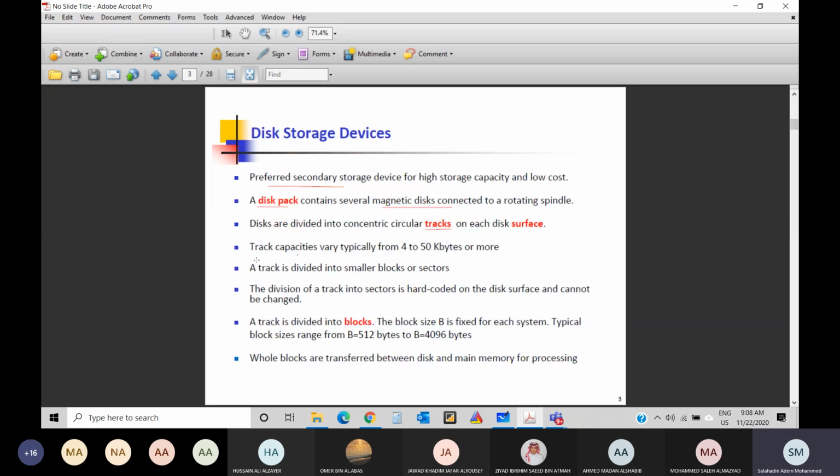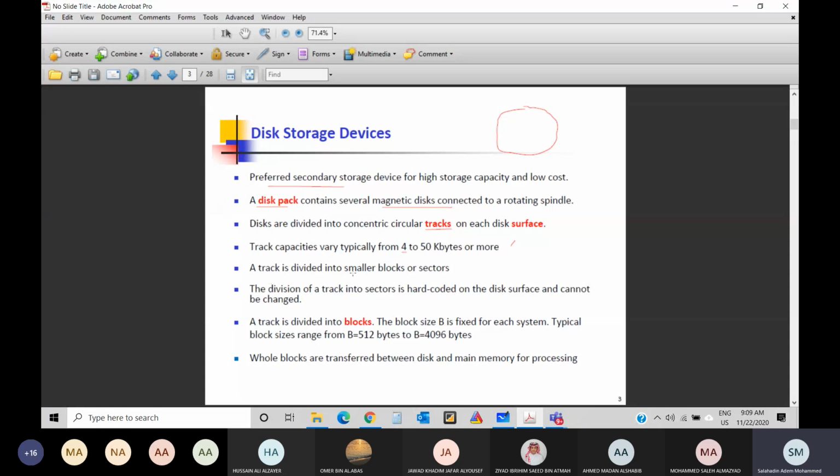Okay. Now, track capacity varies, typically from 4 to 50 kilobytes. Don't worry about it. I said this for one CD. Sorry, no, just one track. One CD can have thousands of tracks. I'm just talking about one circle, one track. It contains from 4 to 50 kilobytes, even more nowadays. This was a little bit old probably.